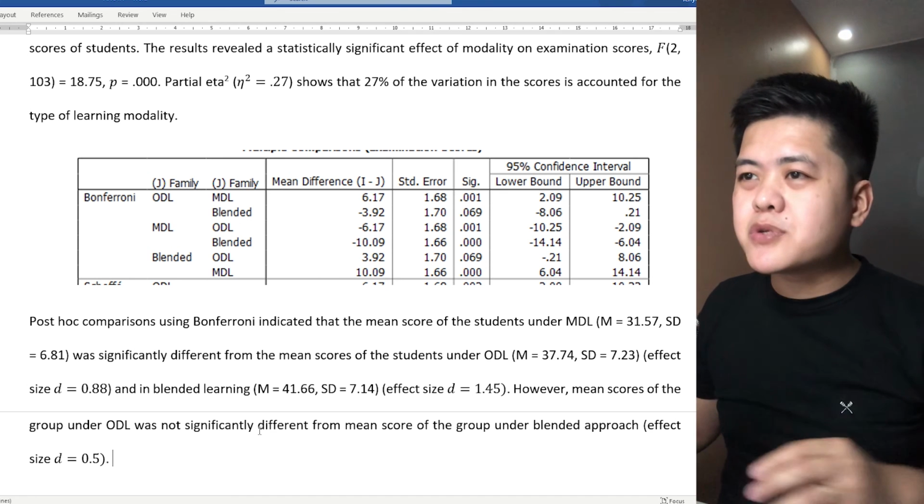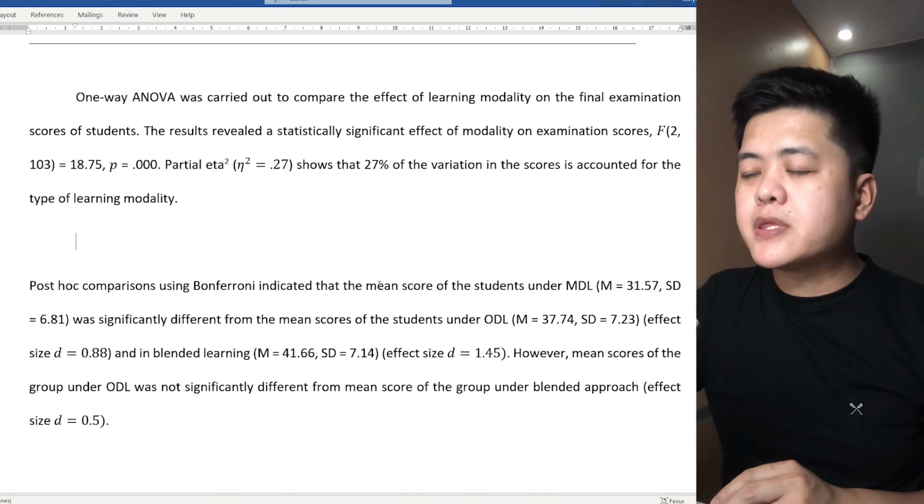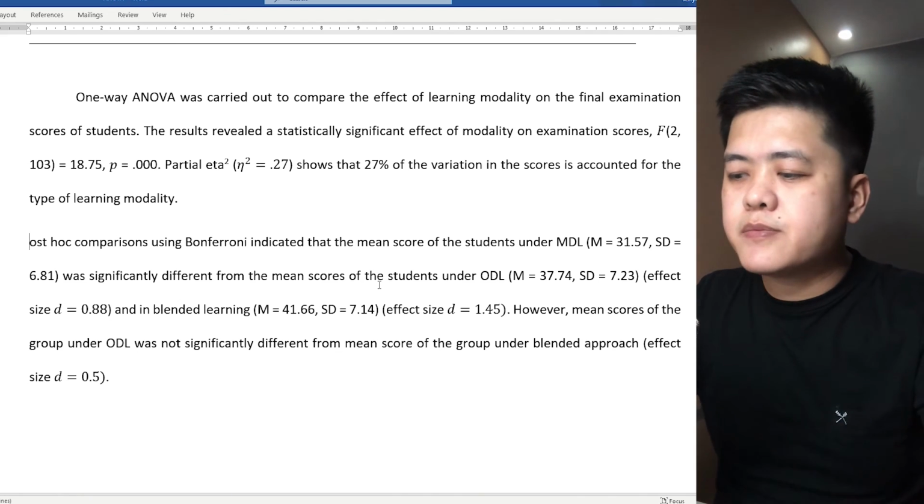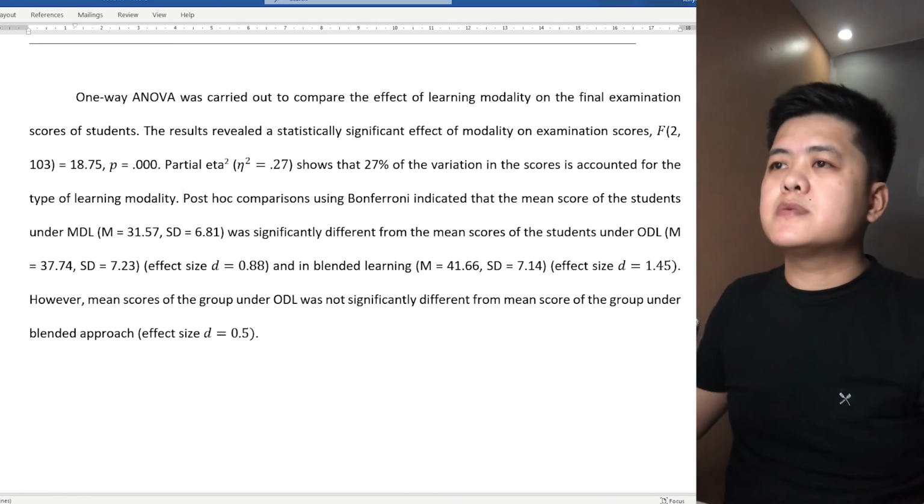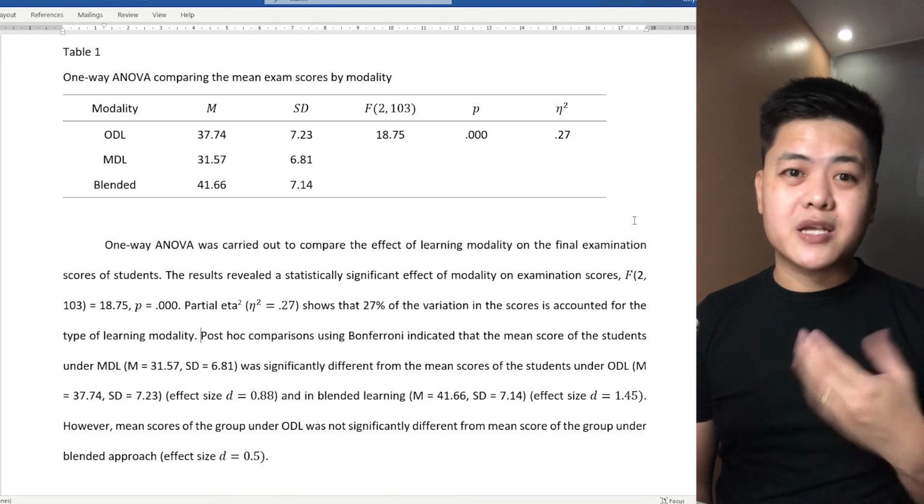Okay, and there you go. So all you have to do is to delete this part over here and then put, yan. And this is the complete result with textual analysis.